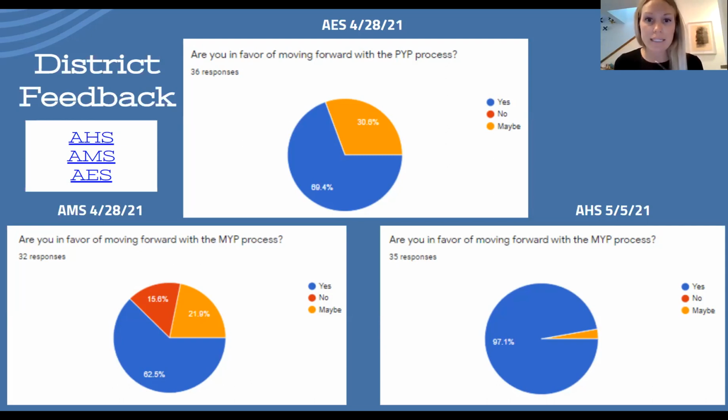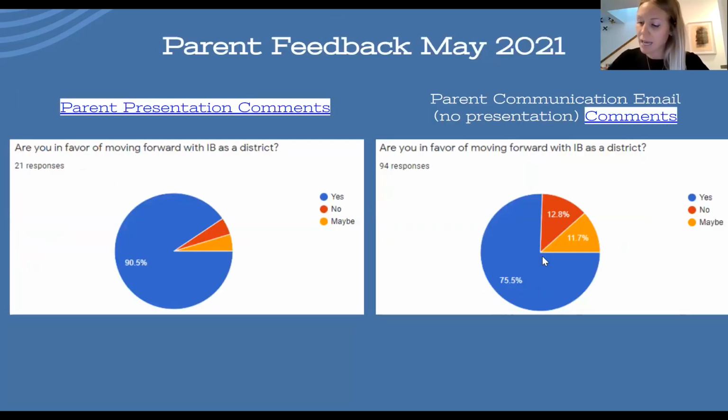So the yeses, you can see this. Yes is blue, no is red. The top one is the elementary school, where we didn't have any no's. In the middle school one, the red section makes up 5 of the 32. And in the high school, there were no no's as well. There's exact qualitative feedback in the blue link, so we can look at that later. We can go to the next slide.